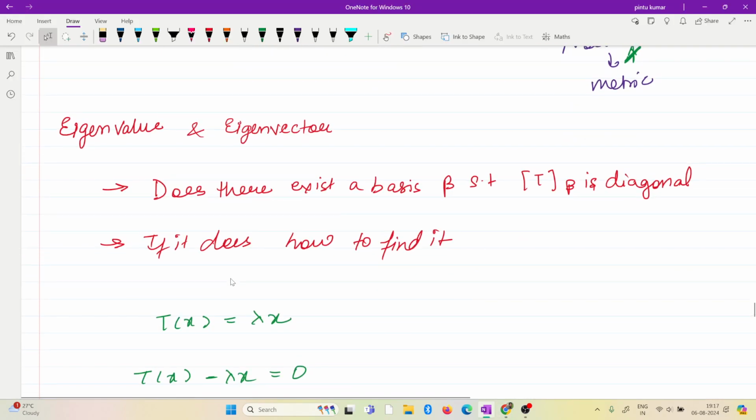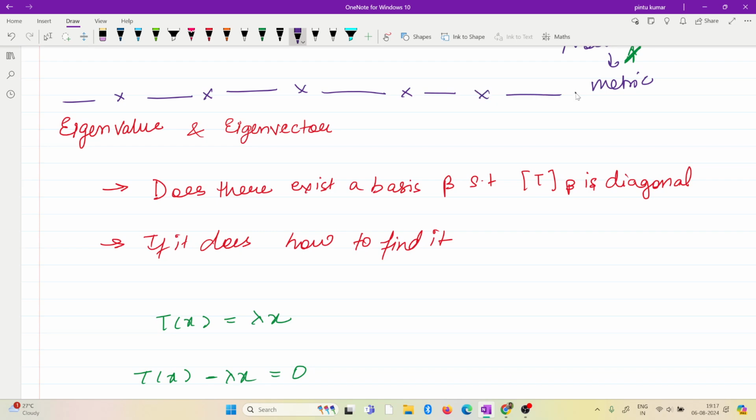I'll continue. So the next thing that we're going to cover is eigenvalue and eigenvector. The more focus is going to be on solving questions. I'll just define what eigenvalues and eigenvectors are, and then we'll move on.